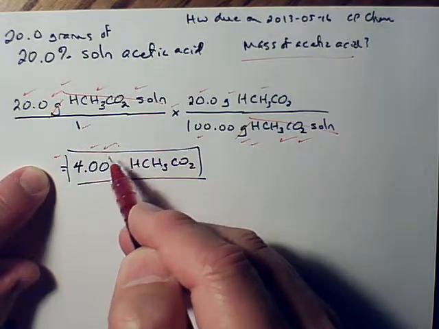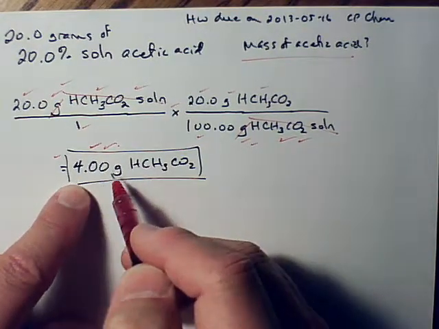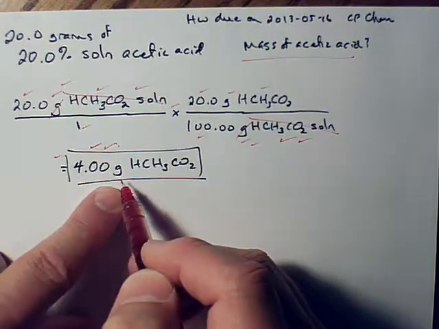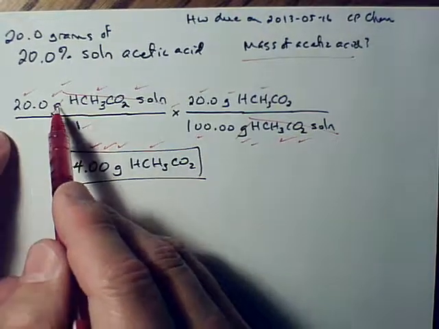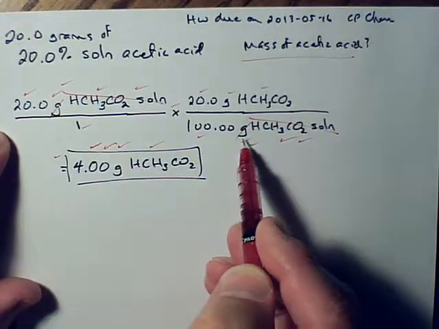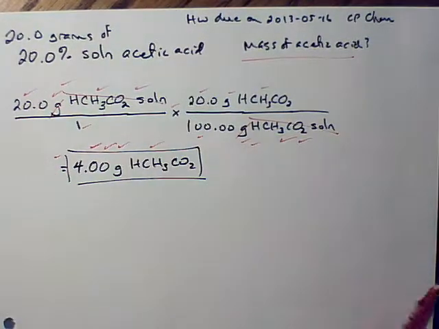Let's go ahead and give a point for having the right number of significant digits as well. If somebody just put the number 4, that's good, but they need to have the 4.00 to get full credit, okay? And then grams and acetic acid. So that's 1, 2, 3, 4, 5, 6, 7, 8, 9, 10, 11, 12, 13, 14, 15, 16, 17, 18, 19, 20, a total of 20 points.